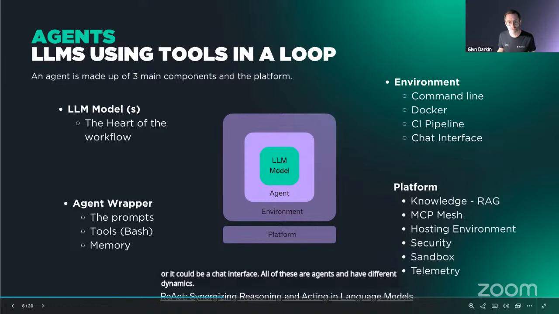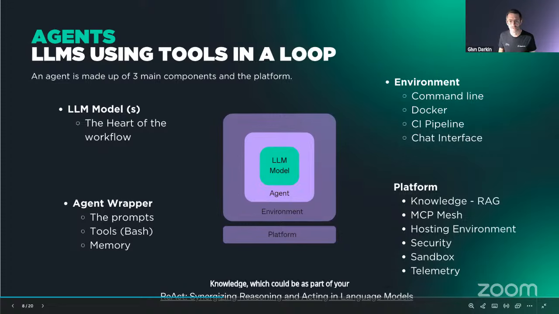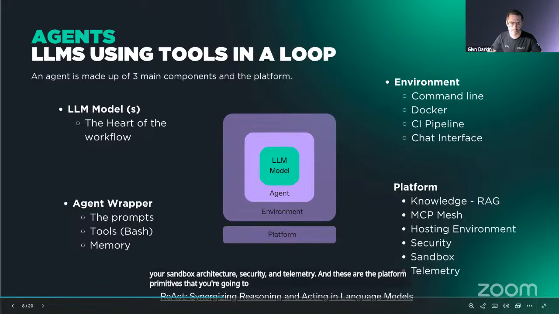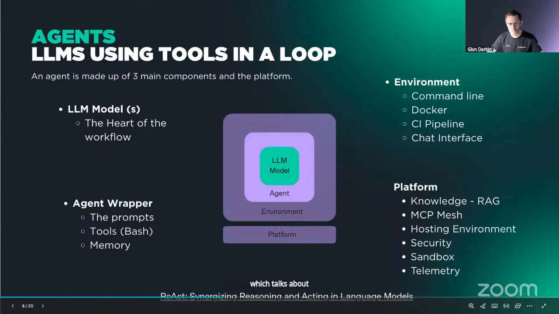And then you run that on your platform, which is where you would expose things like your knowledge, which could be part of your RAG system, your MCP mesh, your sandbox architecture, security, and telemetry. And these are the platform primitives that you're going to need to feed in to manage this as part of your eval set. There's a white paper that I've linked into this, which is the ReAct white paper, which talks about the dynamics of an agent and how to use them.